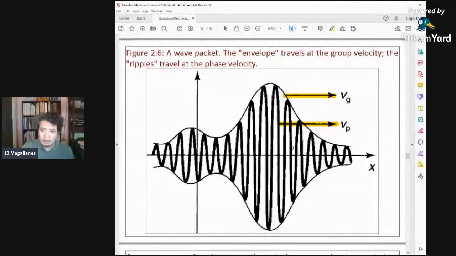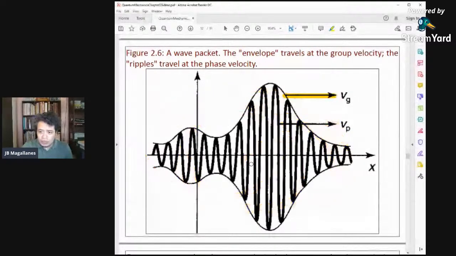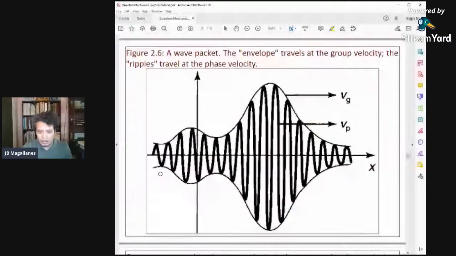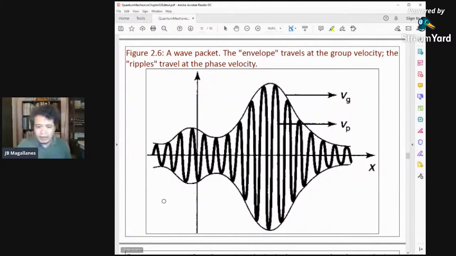But as a whole, the wave packet will be traveling with a group velocity. The most important quantity that's really associated with the wave packet is the group velocity. By the way, the wave packet can be represented by waves.